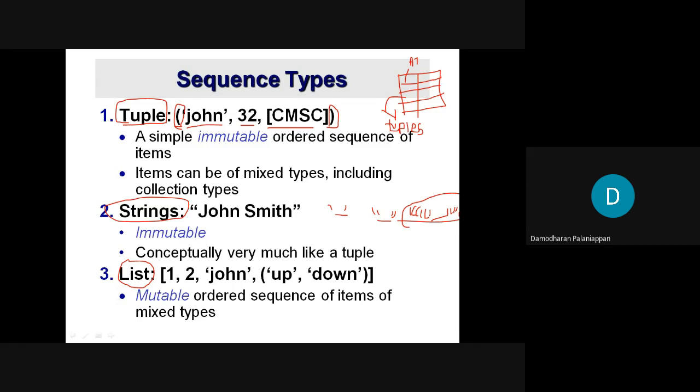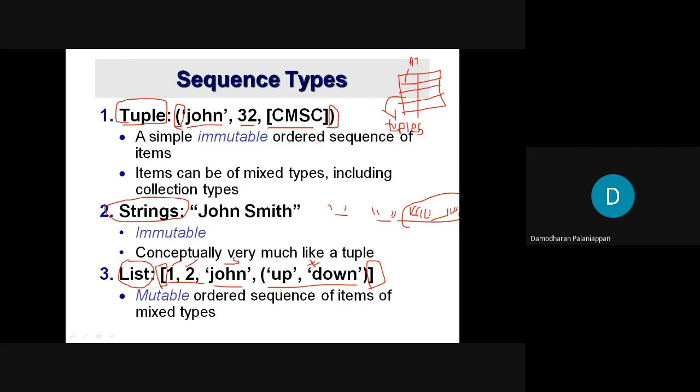Coming back to the list, it can be represented by using square brackets, open square bracket and close square bracket. In the list also, the data can be given in different types. The first two data we can represent as integers. The third data is represented in the form of string. The fourth data is represented in the form of tuples. So a list or tuple is a collection of different data type values.